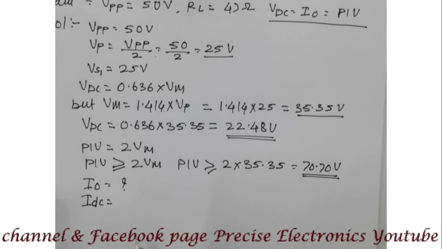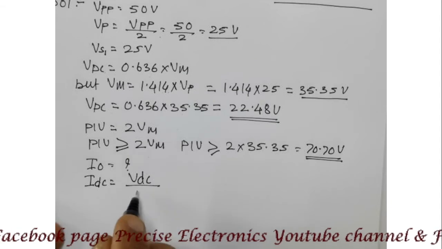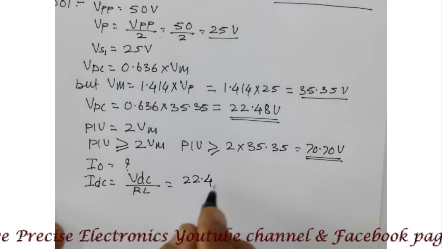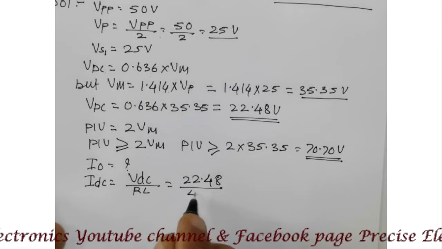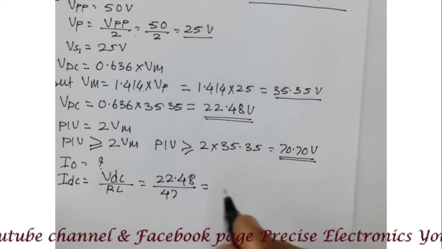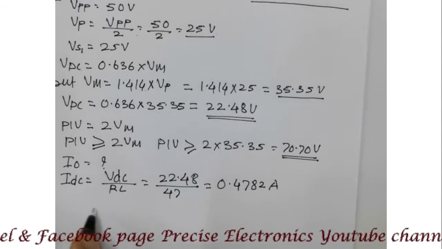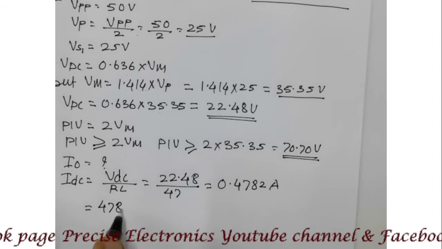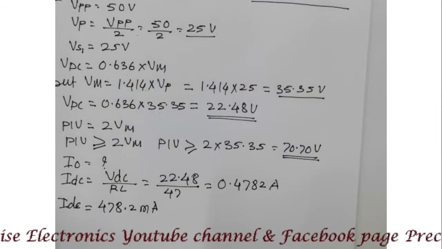So IDC or IL is given by, once again, Ohm's law. VDC upon RL. What is VDC? It is 22.48 upon what is RL? RL is equal to 47 ohm. So the answer of the calculation is 0.4782 ampere, or 478.2 milliampere. That is our IDC.